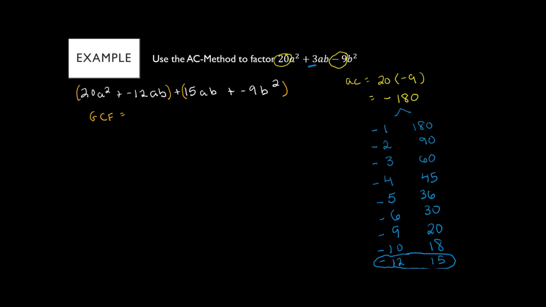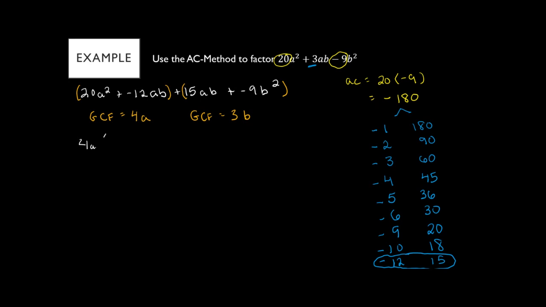Greatest common factor. Out of 20 and 12, I can divide those both by 4, and I can also remove an A. I can't remove a B because the first term doesn't have one. The second pairing, 15 and 9, I can divide them both by 3, and I can remove a B from both. So those are my GCFs.